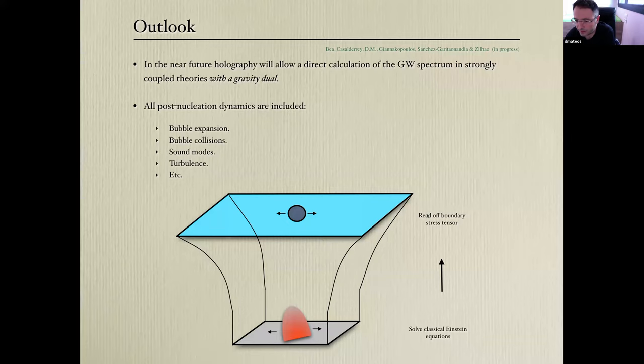All that dynamics is included here: bubble expansion, bubble collisions, the effect of the sound modes, even turbulence, all of that is included. So you just take that stress tensor and you compute with that stress tensor the emission of gravitational waves in the linearized approximation, and that's the result.